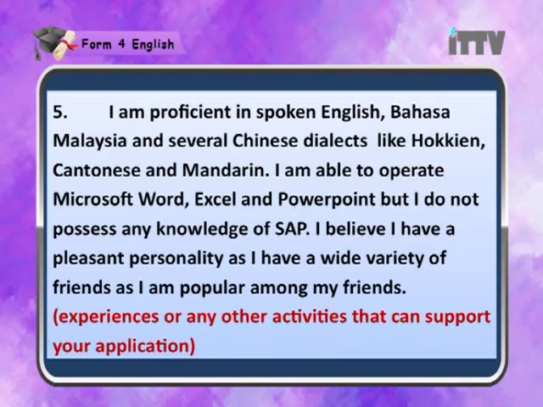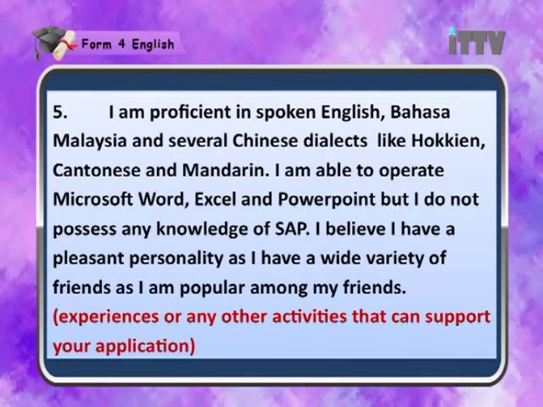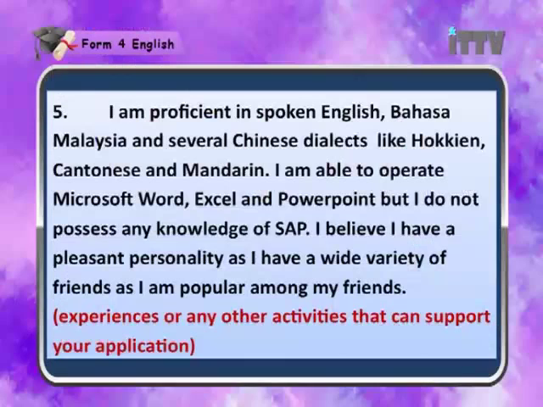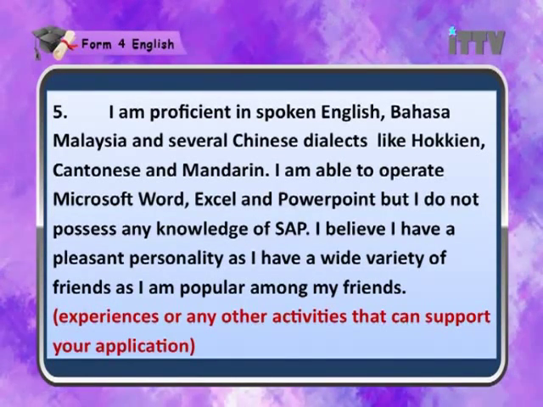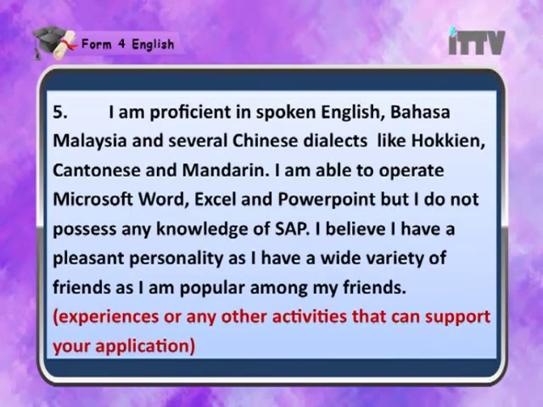Basically, like what is written in the bracket, experiences or any other activities that can support your application. So you can always write about your co-curricular activities. Mention details that can enhance your personality. So these are the things that, as the manager reads, they start to understand what sort of person you are. And if you can present yourself well, they will call you to come and see them for an interview so that they can get to know you better.